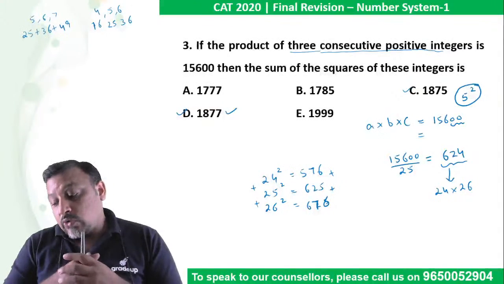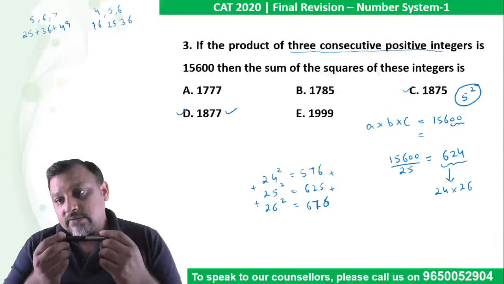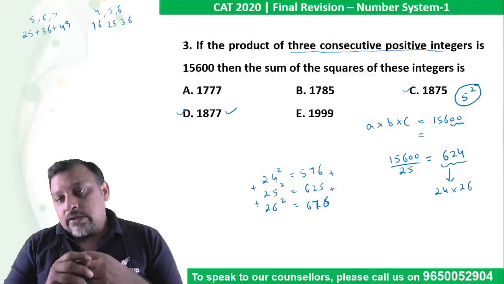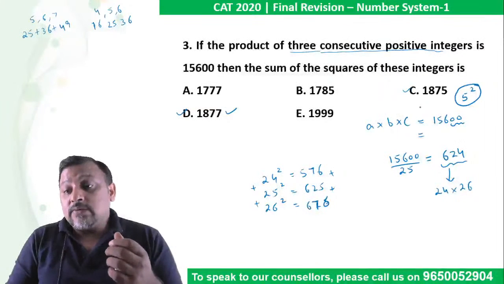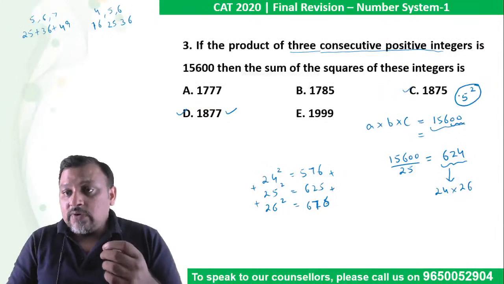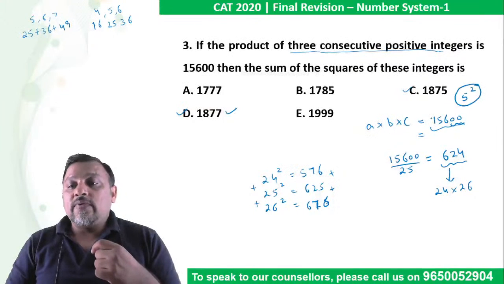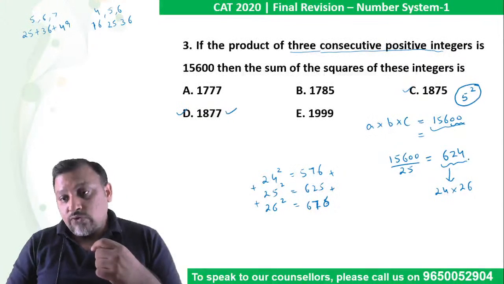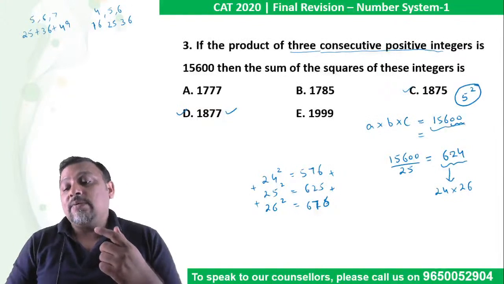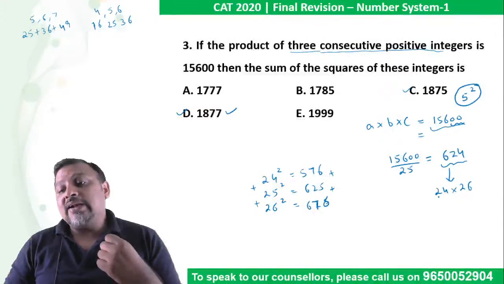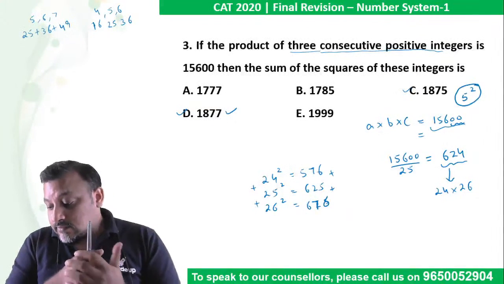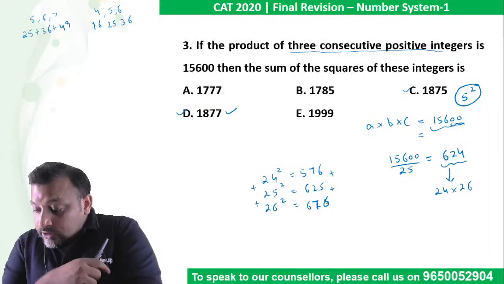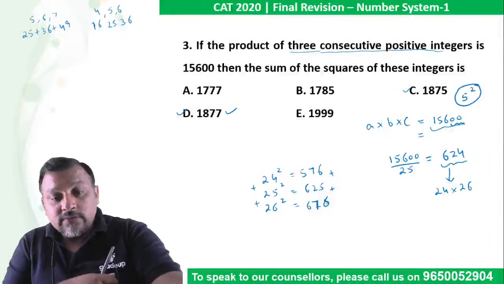Is this clear or do I need to explain this again? In the end we have two zeros, so this product is a multiple of 25. So if I take one of the numbers as 25, the product of the other two would be 624, and 624 can be factorized and checked that it is 24 into 26. Any confusion? Okay, Ayush is saying clear, Ashwani is saying clear. Okay, so I'm moving to the next question.